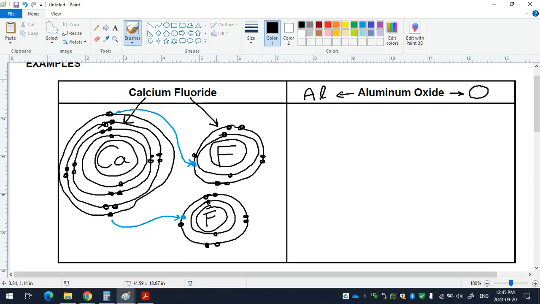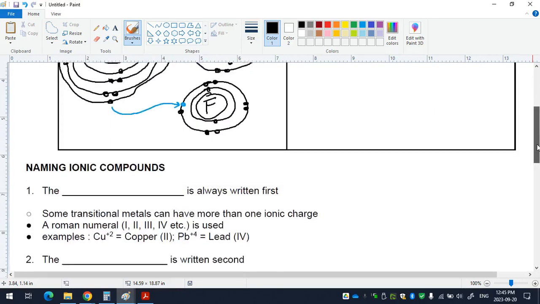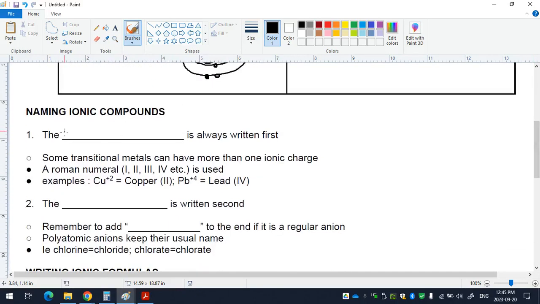So that means the way we're going to write it down is this. The positive ion is always written first. You never write it second. The positive ion is always written first. You never write that one second, ever.